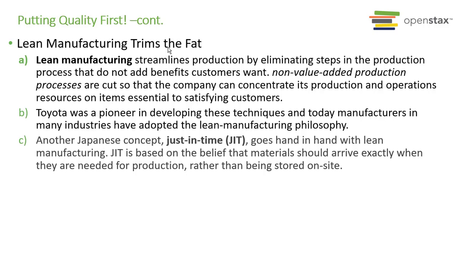Another Japanese concept is just in time, JIT. It goes hand in hand with lean. It's based on the belief that materials should arrive when they're needed for production rather than being stored on site. Why is that bad? We talked about it earlier. Extra costs, and they can even become obsolete faster. Inventory is a killer in the computer industry. You can't have inventory because something manufactured last week, like some microprocessor, might be already obsolete by the next month.